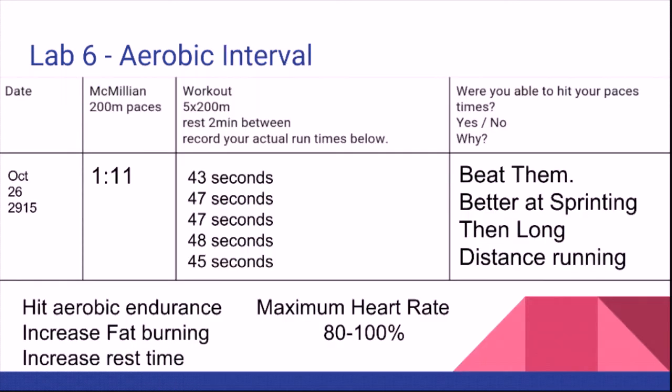Aerobic intervals go at 85 to 100% of your maximum heart rate. Experts say to keep the work to rest time ratio at 1 to 2. This spike causes increased fat burning because of the intensity, and in turn causes resting metabolism to increase compared to a normal workout. For the 5 sprints of 200 meters, I beat my pace time, probably from playing sports like hockey instead of long-distance running.